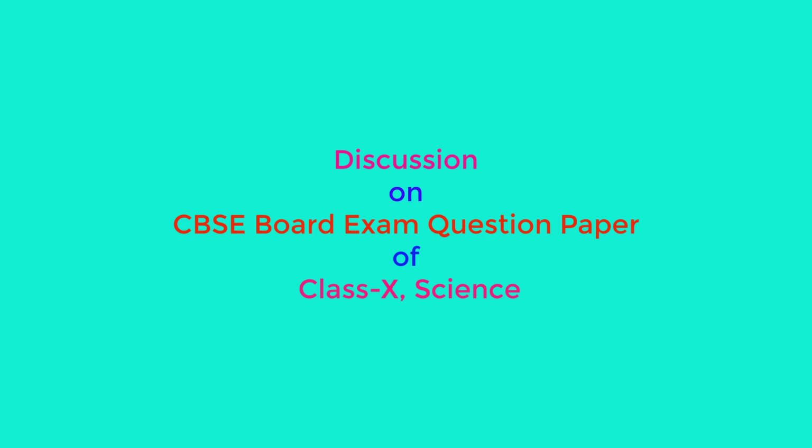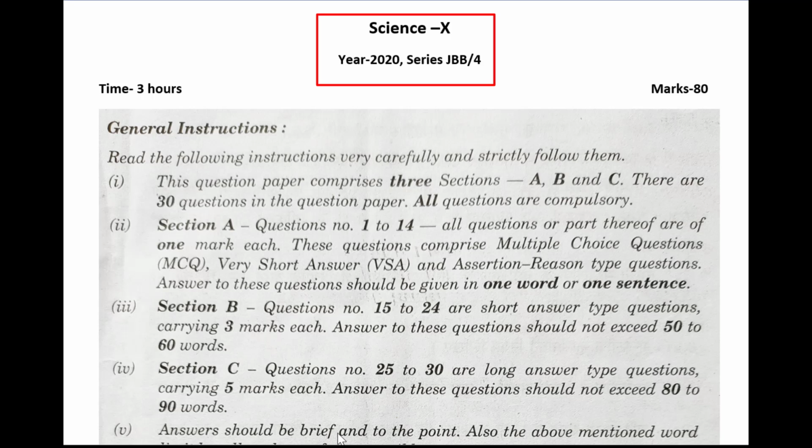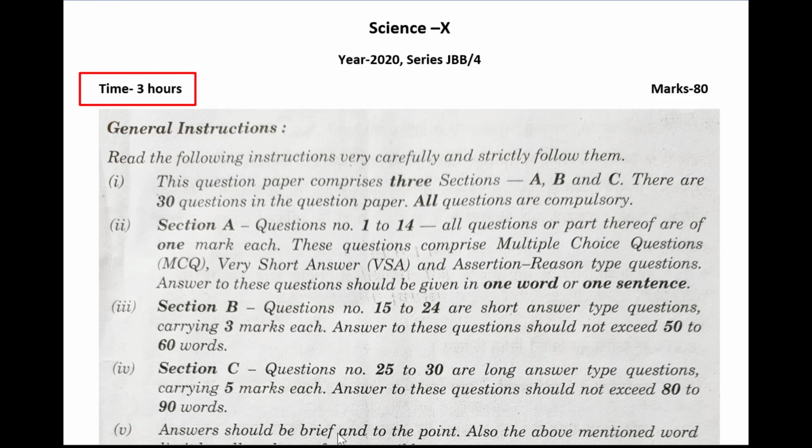Today I will discuss a final question paper of class 10 on the subject science, year 2020, and the series is JBB 4. There will be time of 3 hours and marks will be 80. Let us discuss about the general instructions.